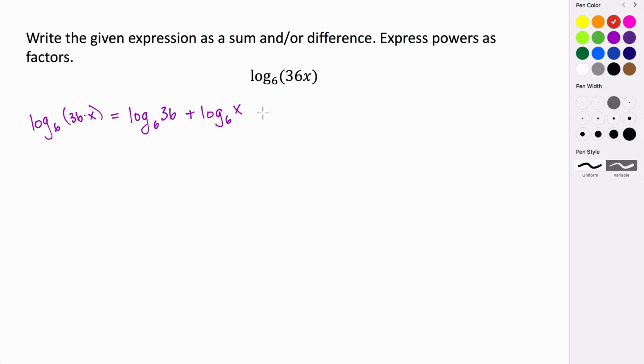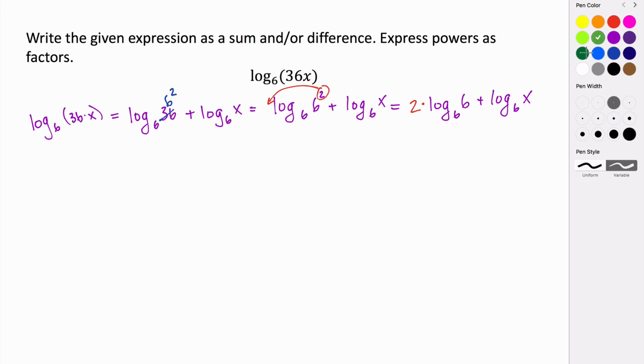And then we can express 36 as 6 squared, because they want us to express powers as factors. So now we have log base 6 of 6 squared plus log base 6 of x. What that does for us is it allows us to use the power property, which says we can take this 2 and move it in front of our log and express it as a factor. So it's going to be 2 times log base 6 of 6, plus log base 6 of x.